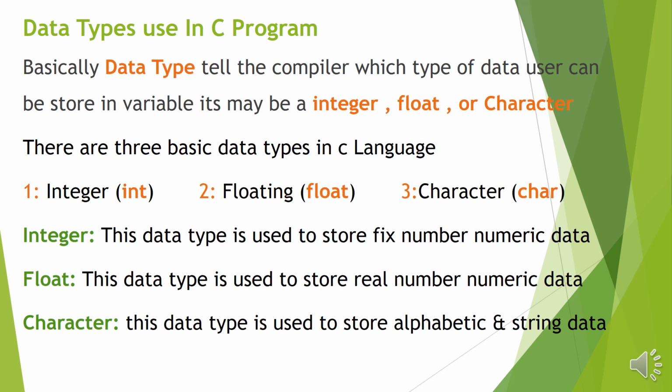Character. This data type is used to store alphabetic and string data. In the float data type, for example, the value of pi is 3.14. We cannot write it as a round figure of 3 or 0.14, so we use float data for real data.